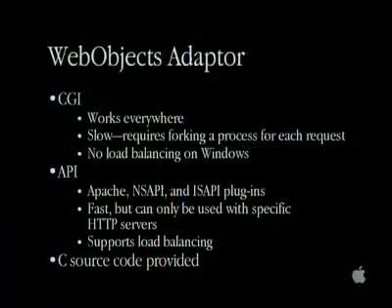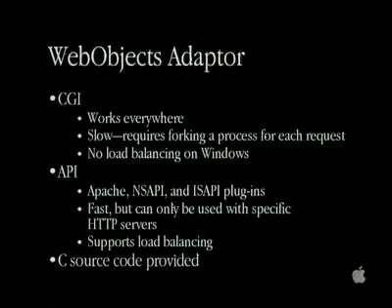There are two basic types of WebObjects adapter. There's CGI and API. The CGI adapter works everywhere, but it's slow because it requires forking a process for each request. And on Windows, there's no load balancing using CGI. With API, it's faster, but you can only use it with specific HTTP servers, such as Apache, NSAPI, and ISAPI. And it supports load balancing on all platforms. As I said earlier, we give you the C source code. So if you need to change the load balancing scheme, you can do that. All you need to do is recompile and then redeploy that plugin.